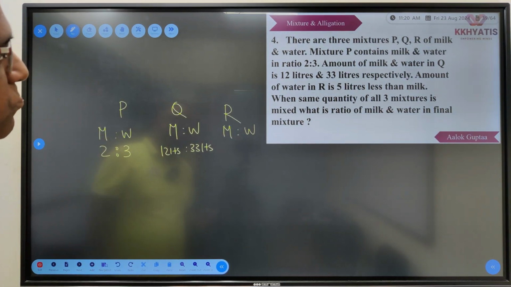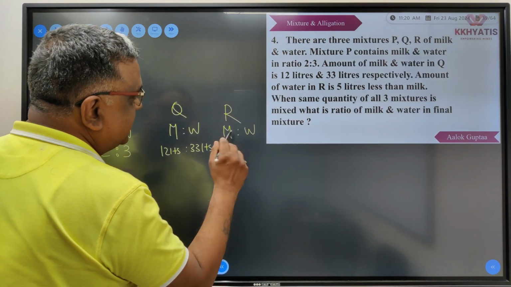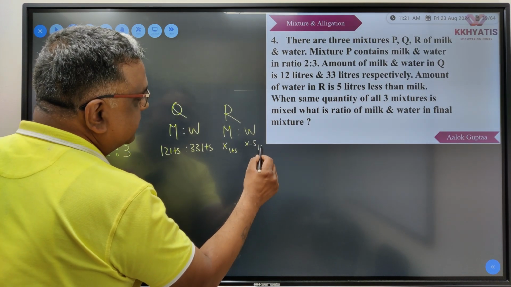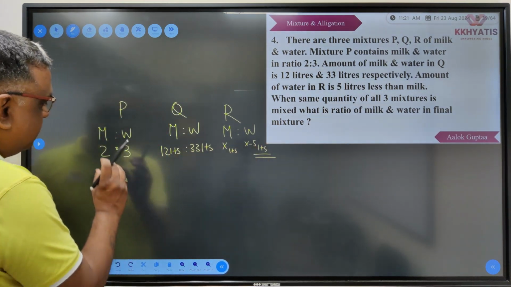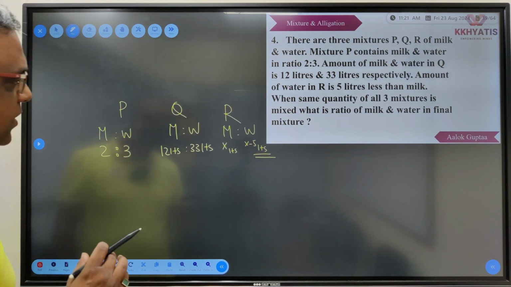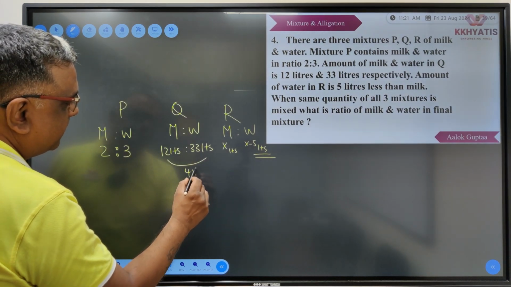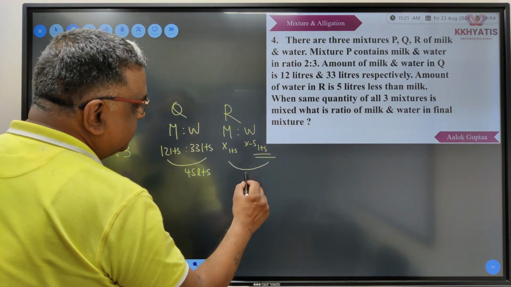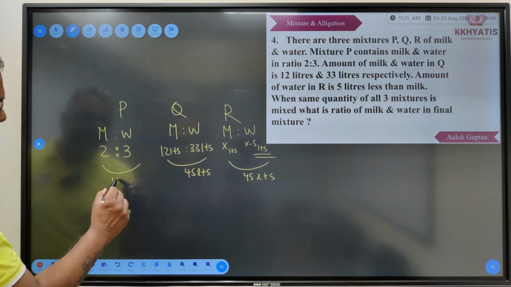Then in last, I am being given the water is 5 liters less than milk. So if this is X liters here, this will be X minus 5 liters, right? So here both the things are given in liters and here it is given in ratio. So let us try to find out, and they are of equal capacity. So now since this is given in liters, this actually is 45 liters, which means this should be also 45 liters because they are of equal capacity, and this is also 45 liters.